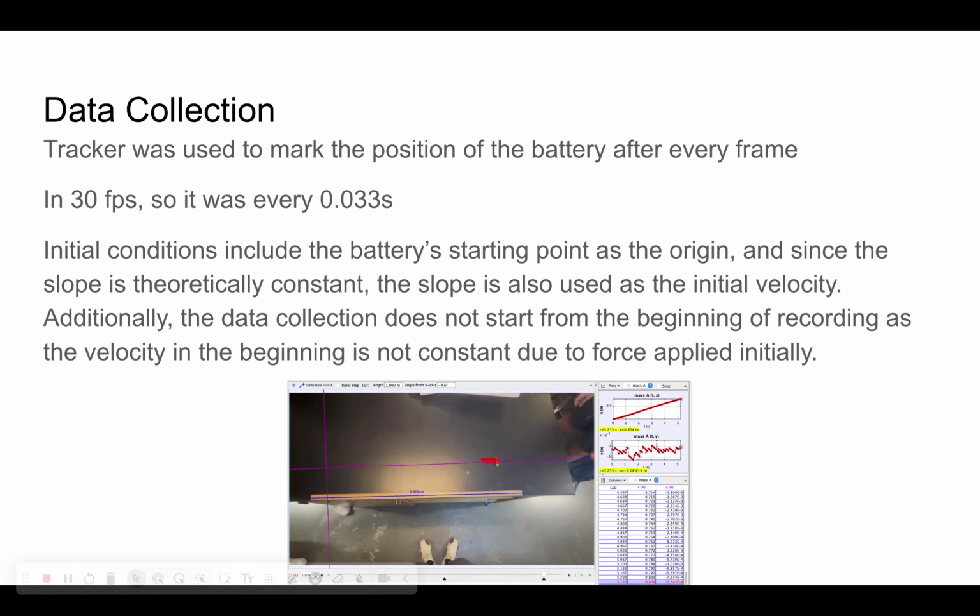So, using the tracker, I marked the object's position frame by frame, which was every 0.23 seconds, and this gave, as you can see down here, a table of position versus time. And the initial conditions included the object starting point being at the origin, and since the slope is theoretically constant, the slope is also used as the initial velocity. Additionally, the data collection does not start from the beginning of the recording, as the velocity in the beginning is not constant due to the force we initially applied.